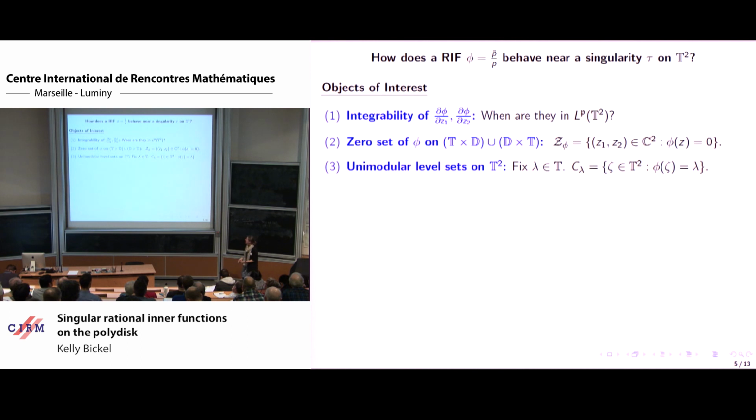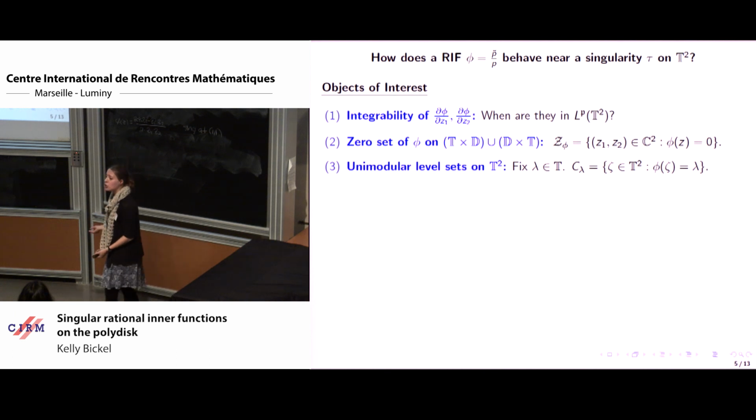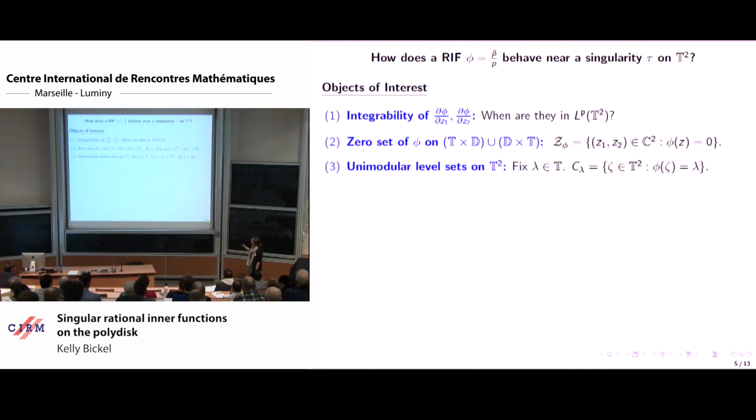Something else that ends up appearing is, if I have a rational inner function, I know that if we restrict it to the D torus, or in this case, the 2 torus, it's unimodular there. And then if you look at the set of points that our rational inner function sends to these unimodular constants, so we have these curves of points on the 2 torus, those all have to go through the singular point as well. And so we can ask, how do these unimodular level sets approach these different singular points?